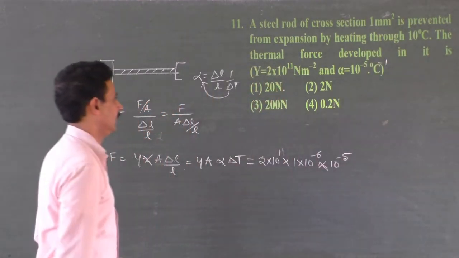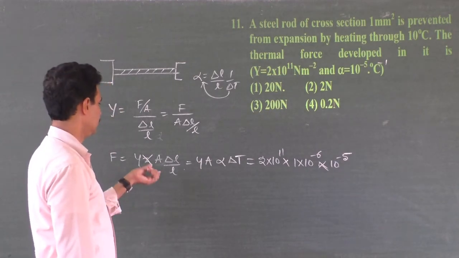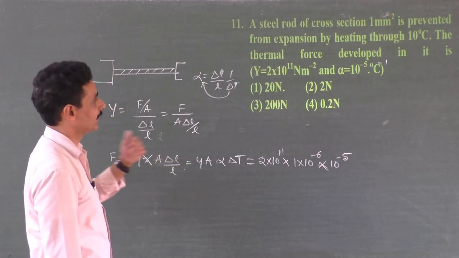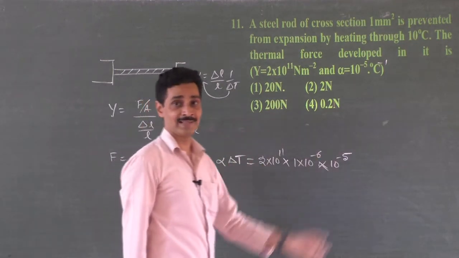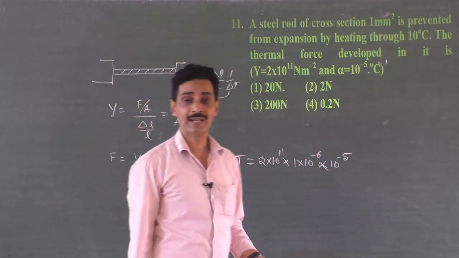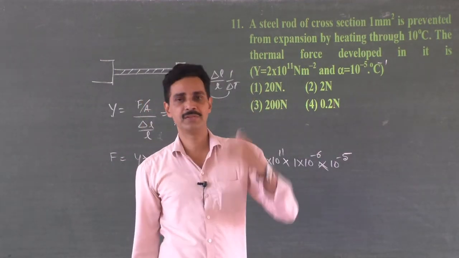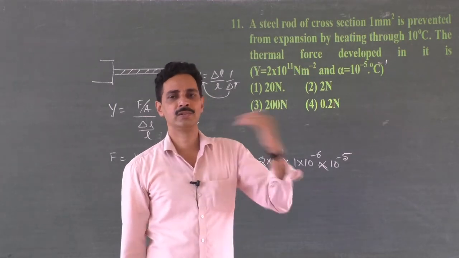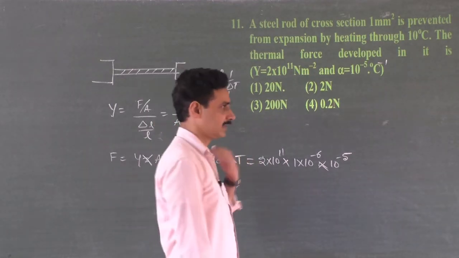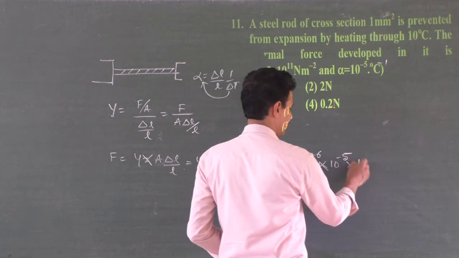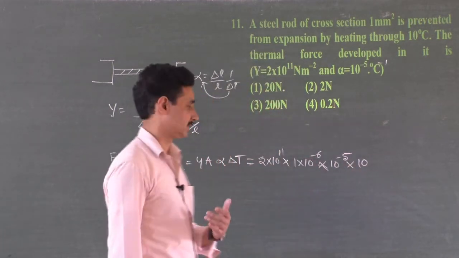Correction. Alpha delta T is the increase in temperature when it is heated through 10 degrees Celsius. Heating through 10 degrees Celsius means going from, say, 80 degrees to 90 degrees Celsius. That is heating through 10 degrees Celsius, which is itself 10 Kelvin. It's a difference of 10 degrees Celsius.